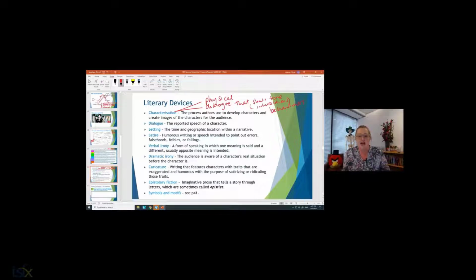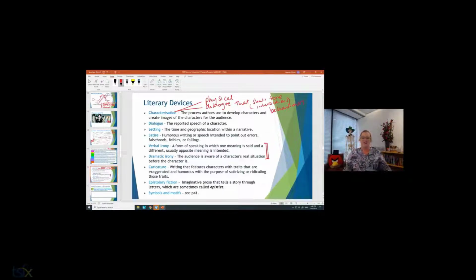Have a look at the satire that's used. Okay, there's lots of really funny parts in the novel that you really need to think about. Why would Austen be satiric? What is she trying to point out? What is she trying to highlight? We also see two very important forms of irony, okay?